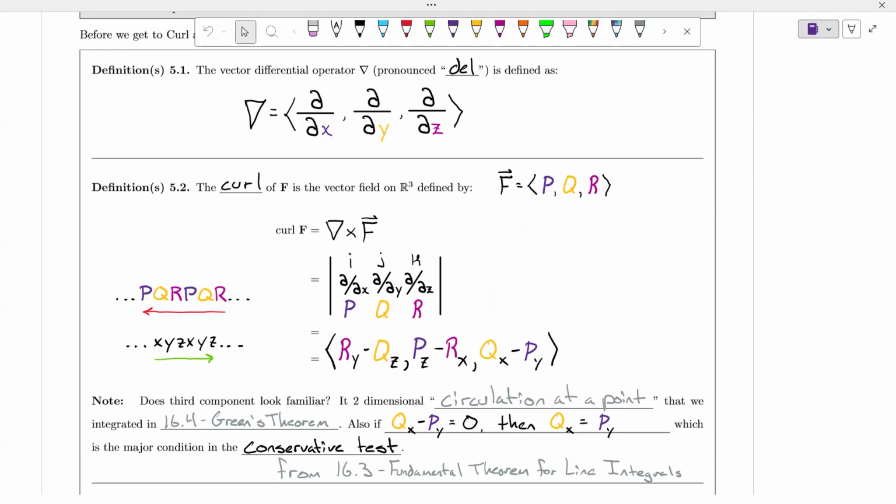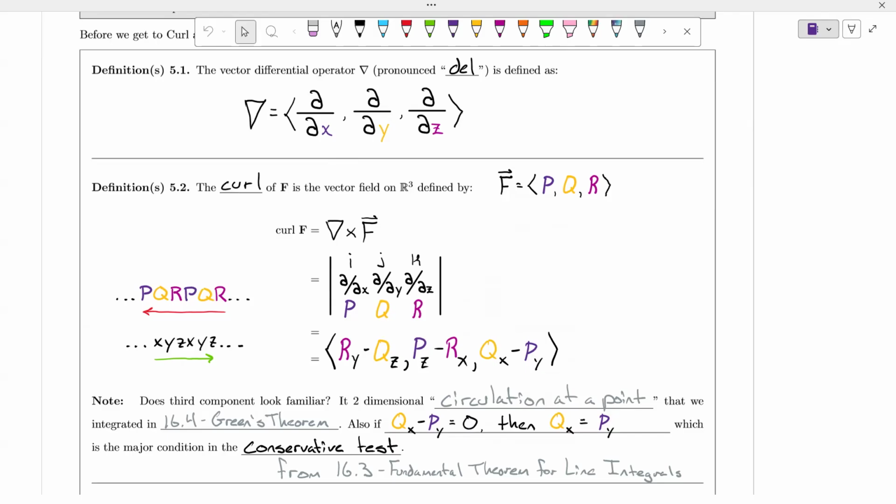And I want to stop to talk just briefly about the third component, because I think that was familiar. Ignore the first half of this note down at the bottom where it talks about Green's theorem and circulation at a point. That topic is hard, so we're going to talk about it Friday. So we haven't actually talked about it yet. So yeah, don't worry too much about that part. But the second half of this note, I think, is important to look at.